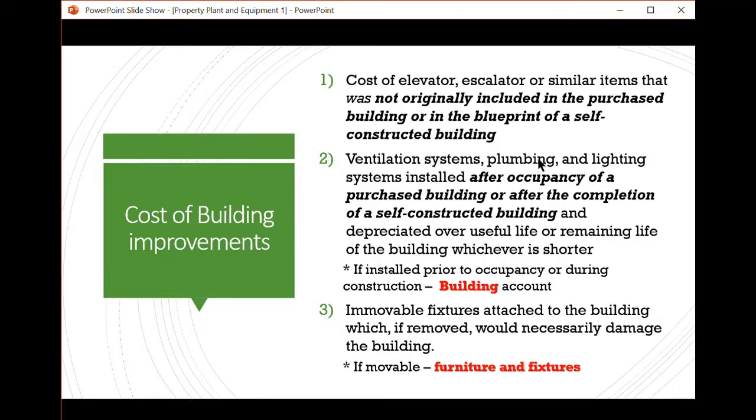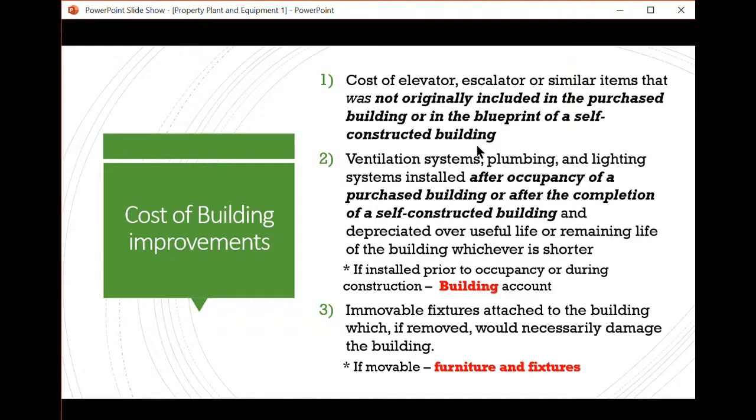So dili po siya nga expense siya. It's still an asset. Kaya naa pa man siya future use beyond 1 year. So since it's after occupancy, nahuman na man lang ang building, so dili na siya mo qualify as part of the building, but it will be qualified to the cost of the building improvements. Kay depreciable man ni sila nga asset.